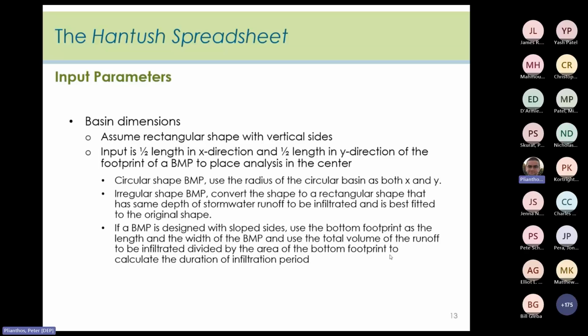And then if a BMP is designed with sloped sides, use the bottom footprint as the length and the width of the BMP and use the total volume of runoff to be infiltrated divided by the area of the bottom footprint to calculate the duration of infiltration period. And we'll define duration of infiltration period in just a couple slides.